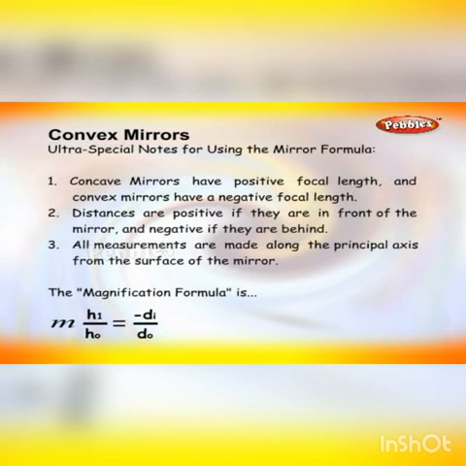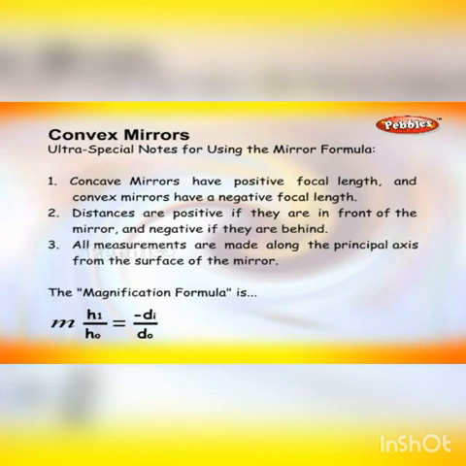Ultra special notes for using the mirror formula. 1. Concave mirrors have positive focal length and convex mirrors have a negative focal length. Distances are positive if they are in front of the mirror and negative if they are behind. All measurements are made along the principal axis from the surface of the mirror.